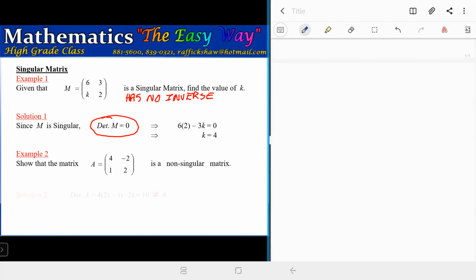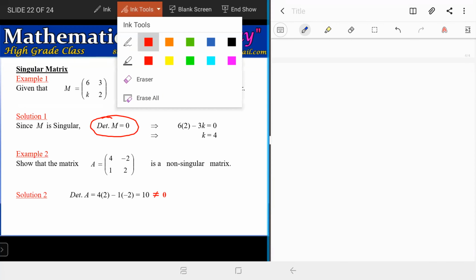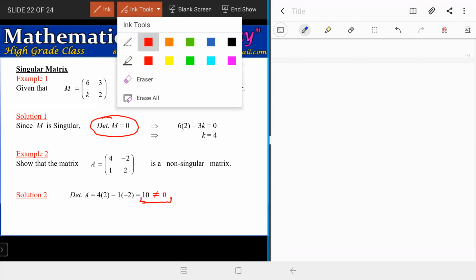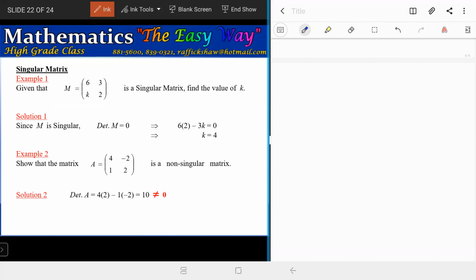Let's look at it. The determinant is 4 times 2 minus 1 times negative 2. 1 times negative 2 becomes a positive 2. So 4 times 2 is 8, and 8 plus 2 is 10. See there? The determinant is 10, and 10 is not equal to 0. And therefore, the matrix is non-singular. It has an inverse. All right? So the matrix is therefore non-singular.